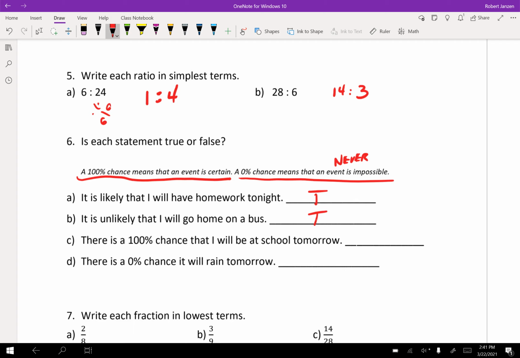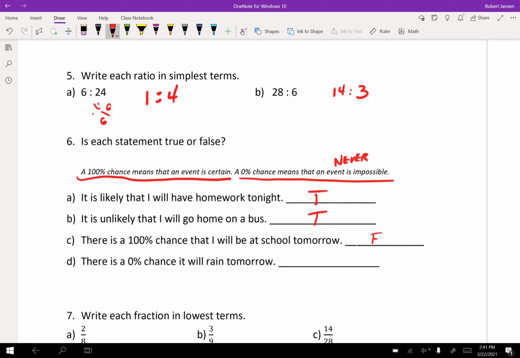Okay, there is 100% chance that I will be at school tomorrow. Well, in this day and age with COVID, you never know. You never know that if it's 100% chance. I'm going to put false here because I don't think it's 100% true.